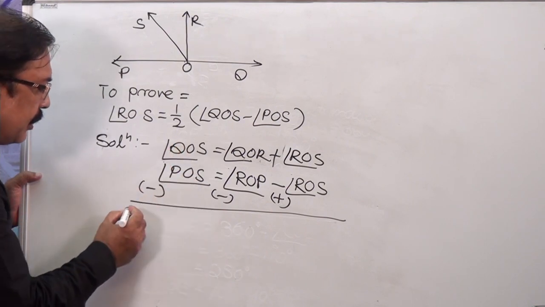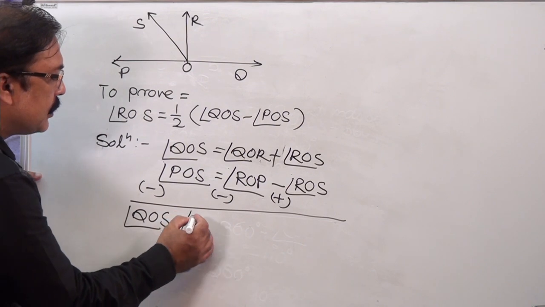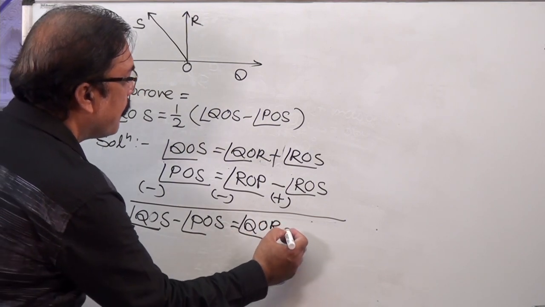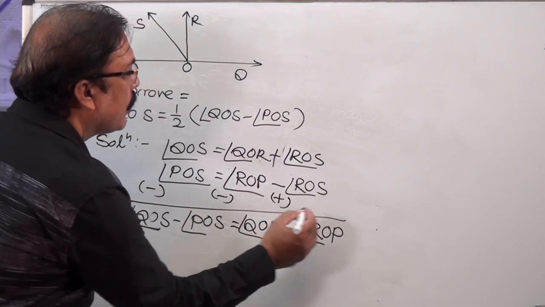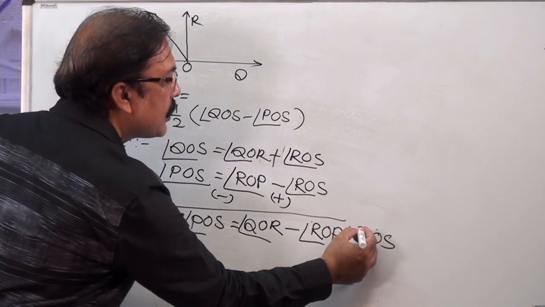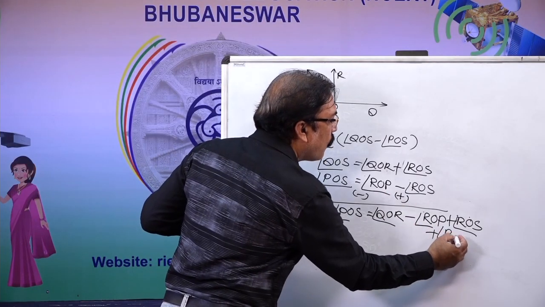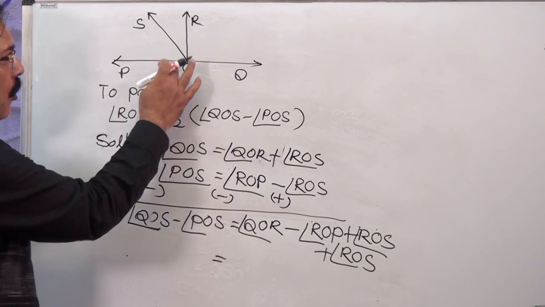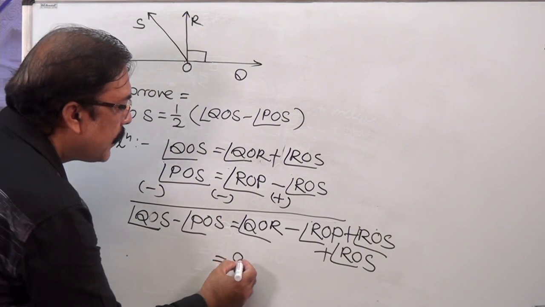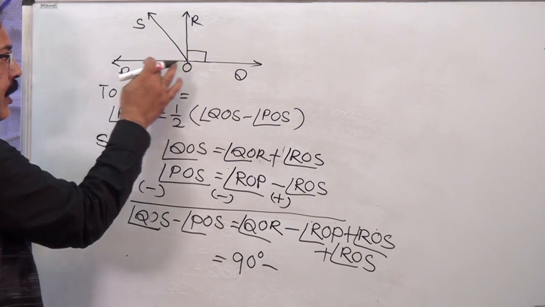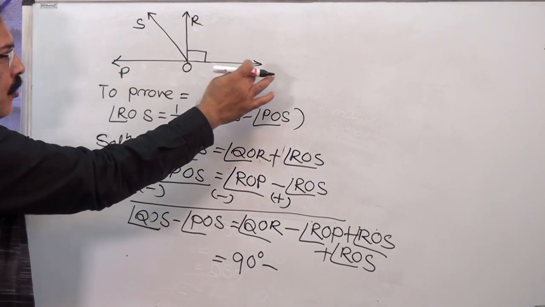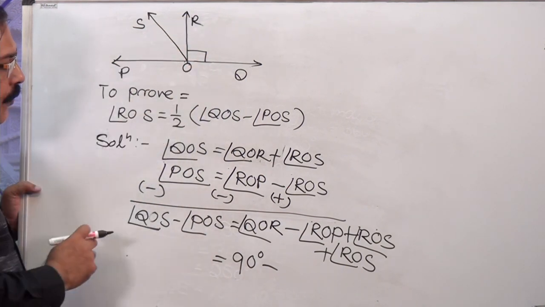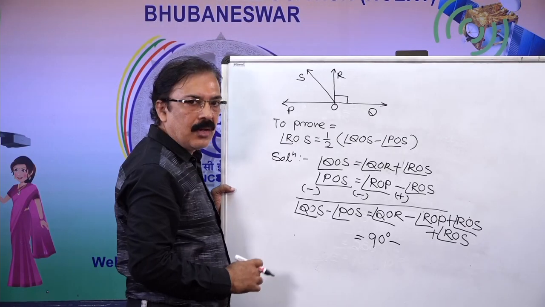So, we can write on the left side, QOS minus POS is equal to QOR minus ROP plus ROS plus ROS. Now you see on the right side, what is the measure of angle QOR? QOR is 90 degree. So, 90 degree minus, what is ROP? ROP is also 90 degree, as ROP and ROQ are a linear pair. PQ is the line, OR is the ray on it. So, these two are a linear pair. One of the angles is 90 degree, so the other angle is also 90 degree.